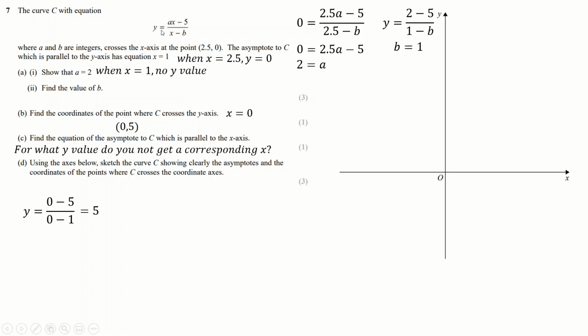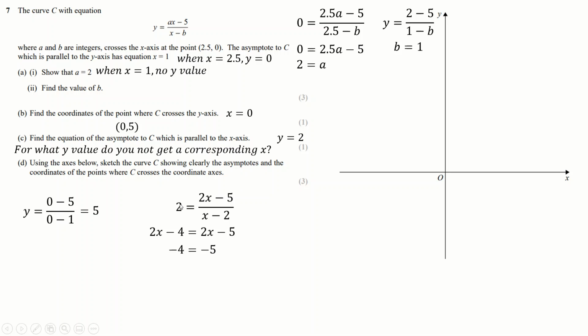So what y value can you put into here for which you don't get an x value? Well, I'll put in 2, and try and figure out why this doesn't have a value. It's because when you cross multiply this and then take away 2x from both sides, you end up with garbage. So this has no solution, right? So the answer is the value y equals 2.